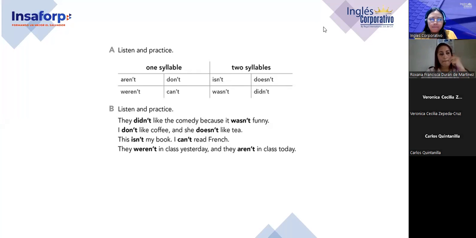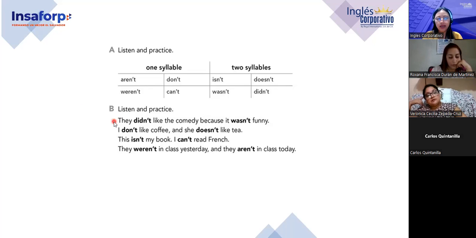We already had this practice yesterday, in which we were able to understand and to practice about the usage of one and two syllables. Remember that weren't, it's just one syllable. Suena muy raro, pero es una sola sílaba. Okay, let's practice about pronunciation. And I have four different statements. Number one, who wants to read this one?